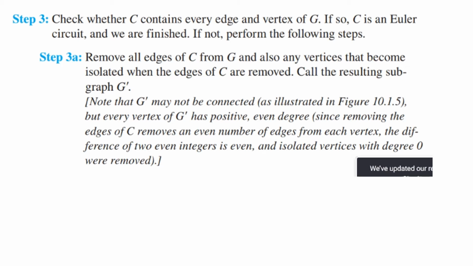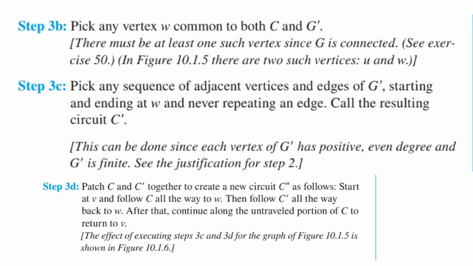We should note that G prime may not be connected, but every vertex of G prime has a positive even degree, since we've removed the edges of C, which removed an even number at each vertex, and so there has to be an even number left. That's why we can do step 3A. Step 3B then, we pick a vertex W that is common to both C and the subgraph G prime. There must be at least one such vertex since G is connected.